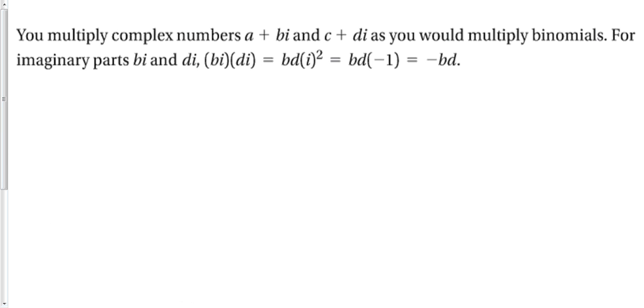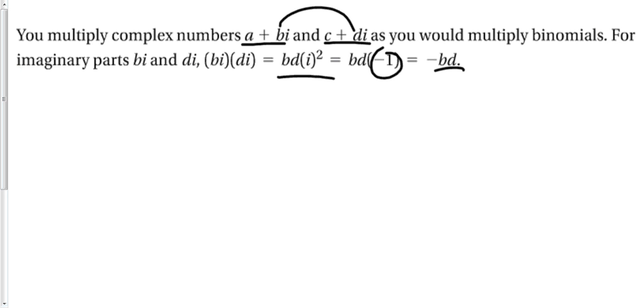Now, when we multiply complex numbers, like a plus bi and c plus di, we're going to multiply just like we do binomials. This means that because they're binomials, I'm going to have to FOIL them together. Okay? Now, for the imaginary parts, bi and di, when I multiply those, I get bd i squared. But I know that i squared is equal to negative 1, which means that bd changes sign to negative bd. Okay?